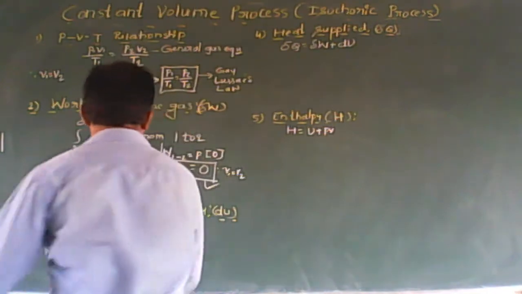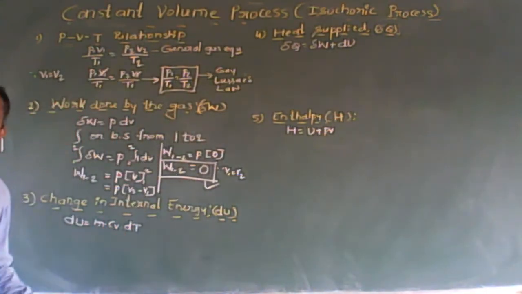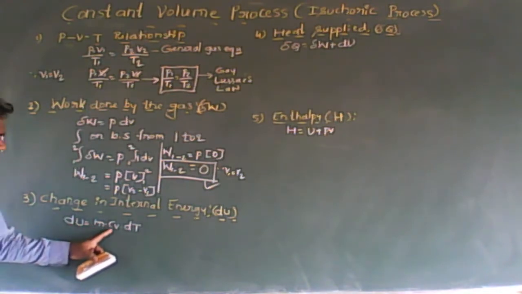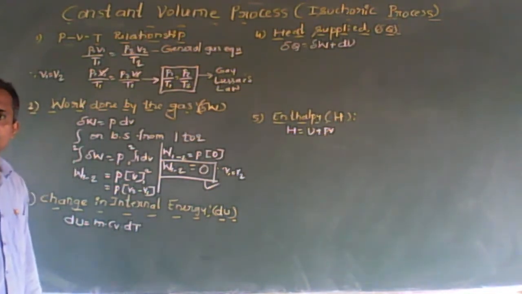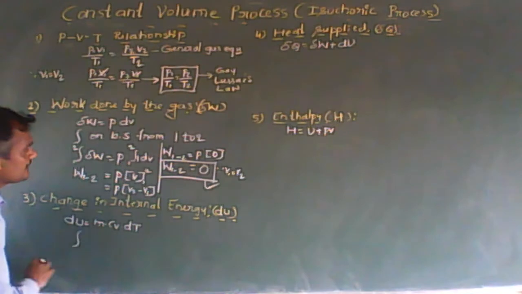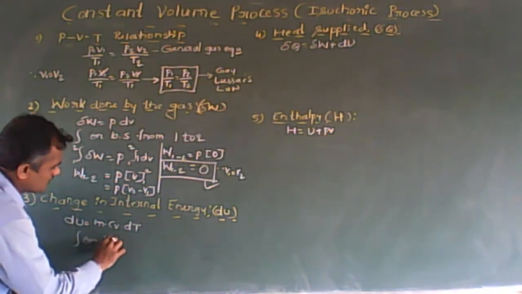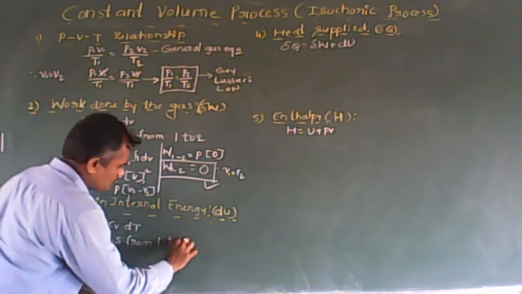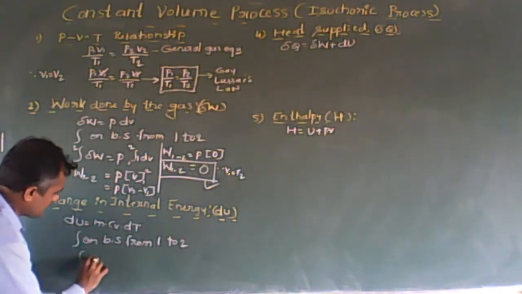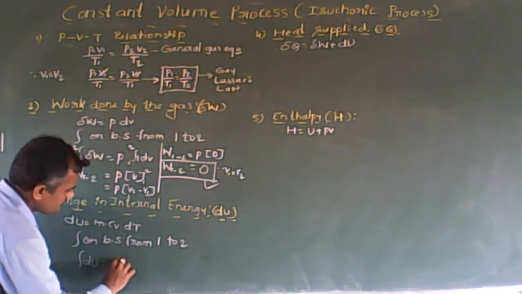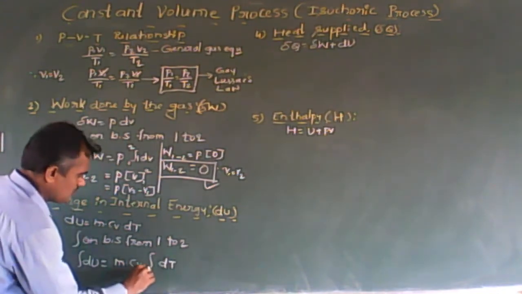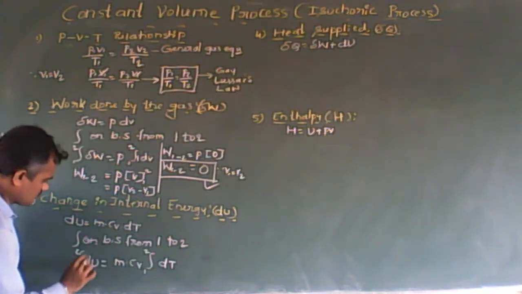So let us discuss the change in internal energy. What is the general expression for change in internal energy? It is dU equals m Cv dT. Again I am integrating on both sides from 1 to 2. What we get is integral of dU equals m into Cv into integral of dT, from 1 to 2.